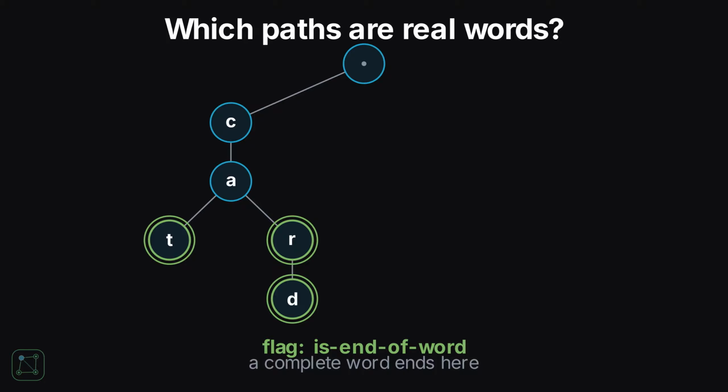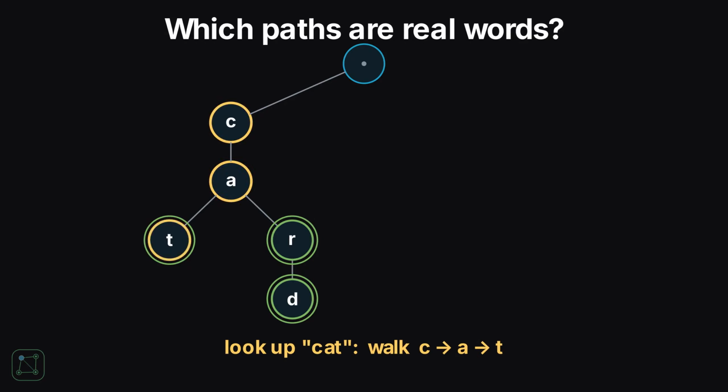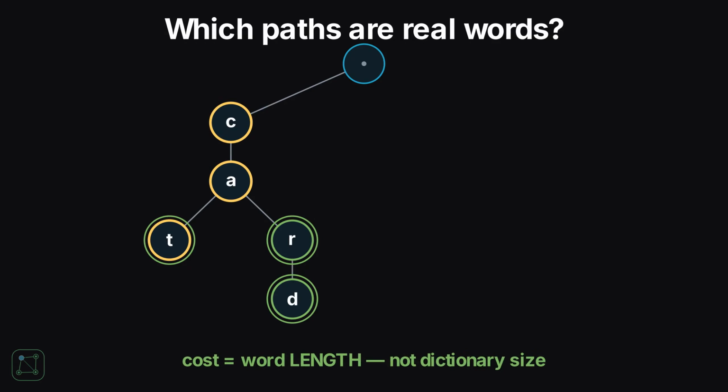Looking up a word is then dead simple. Start at the root and walk one letter at a time. C, A, T, each step follow that child. If you ever can't, the word isn't there. If you arrive and the end of word flag is set, it's a match. The cost depends only on the word's length, not on how many words the trie holds. A 1,000,000-word dictionary is no slower than a 10-word one.